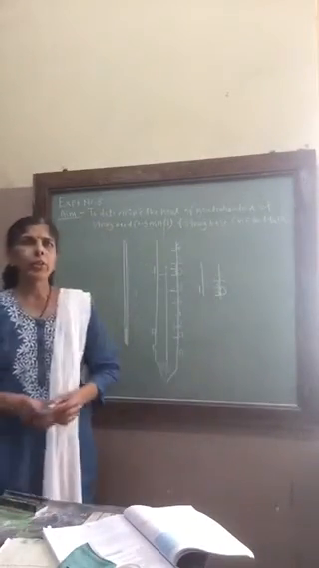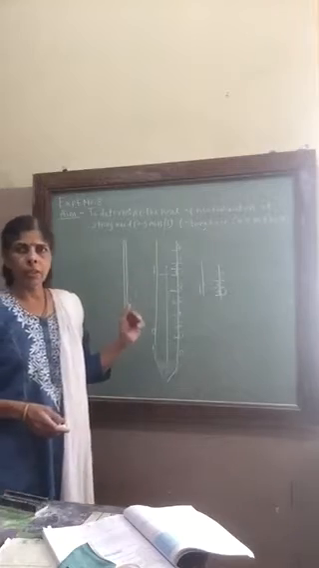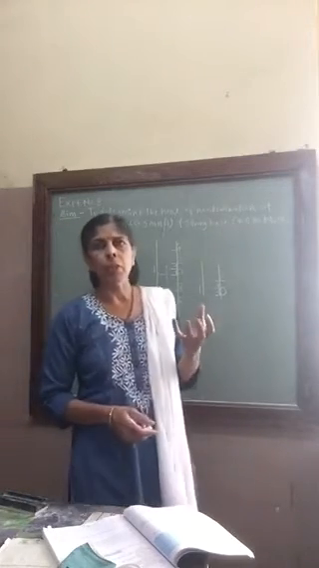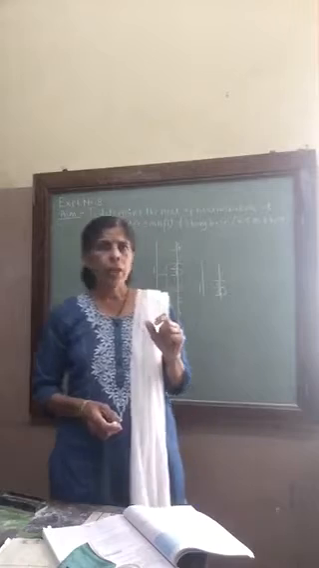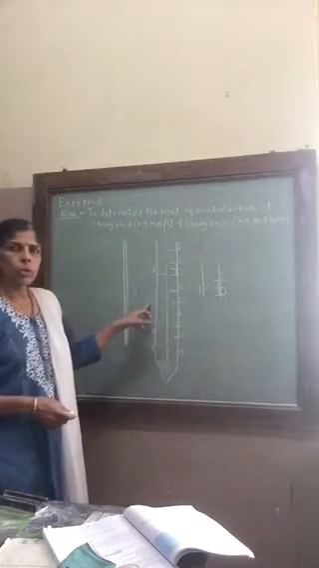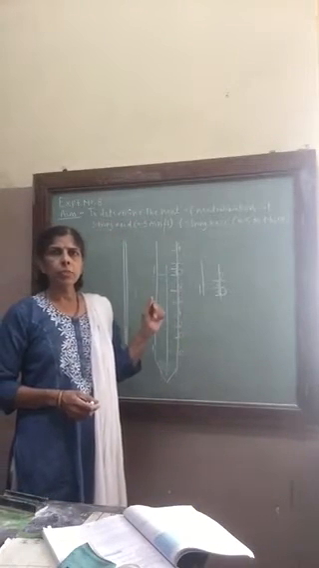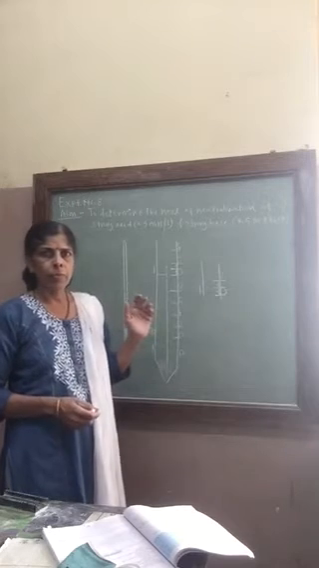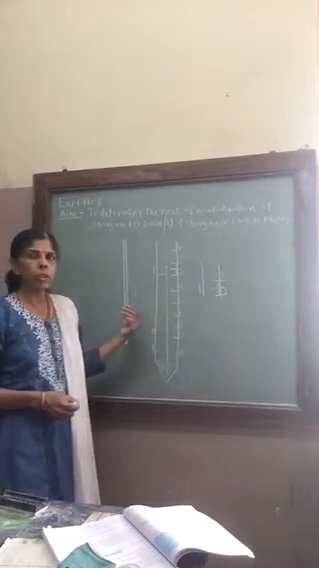Now we will have a video for how to read the thermometer. That is very important and the most important part of the experiment. The thermometer which will be given to you has a least count of 0.1, that is 1 by 10. So how to read it, I will explain on the board.